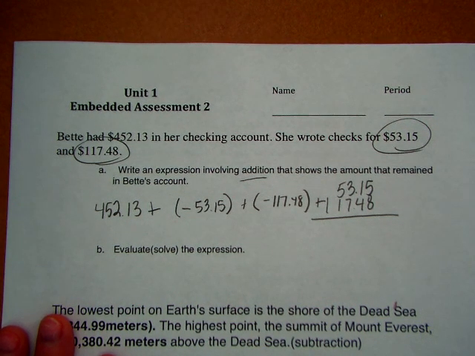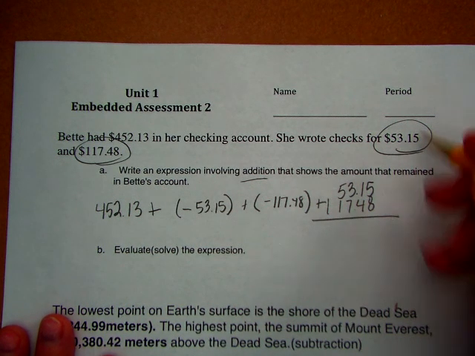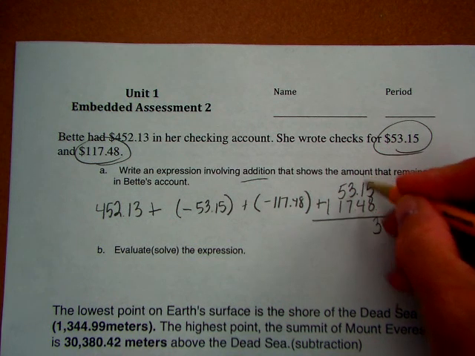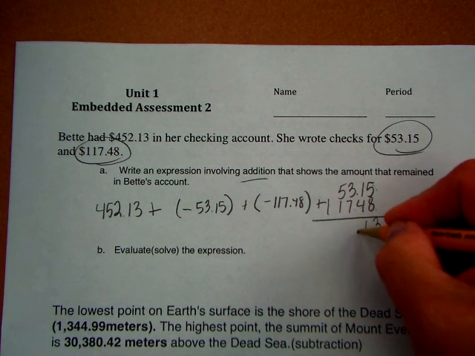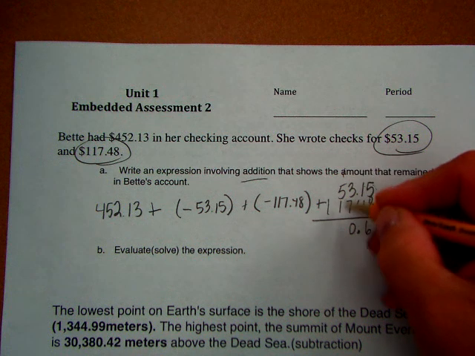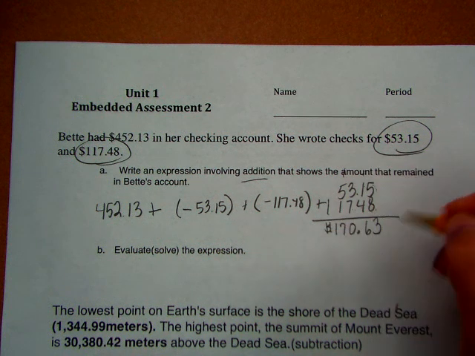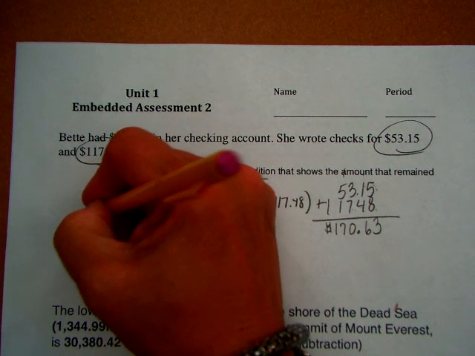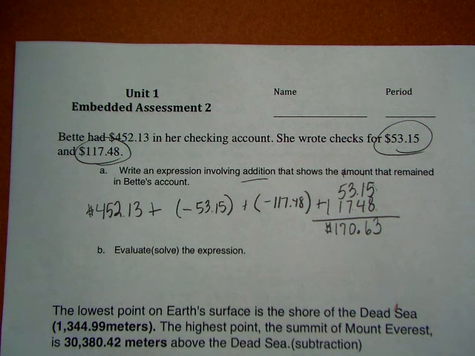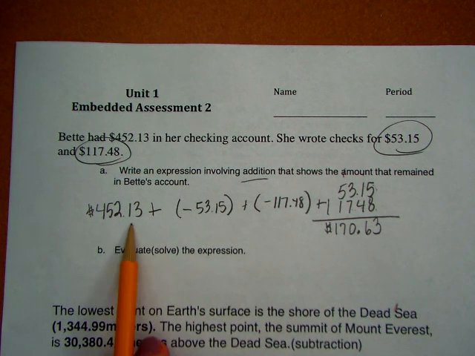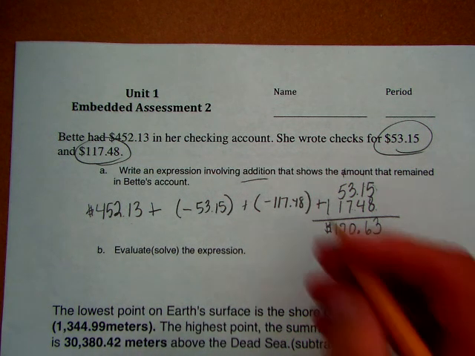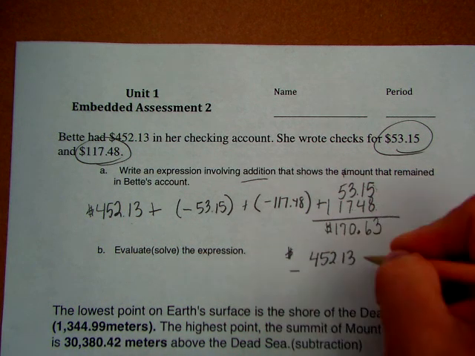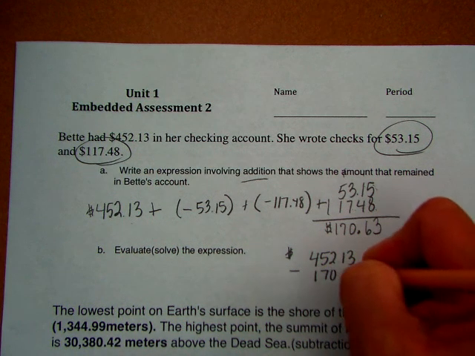If you're actually solving it and you just want to solve it, you add these two numbers together. That's the two checks that she wrote. So 8 plus 5 is 13. 4, 5, 6. 7 plus 3 is 10. 7. So her checks totaled $170.63. Okay? And in her checking account, she had $452.13. So even though this is what we ask you to write the problem to look like, you can still solve it by simply saying $452.13 minus $170.63.